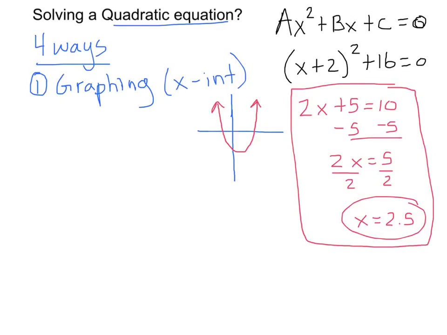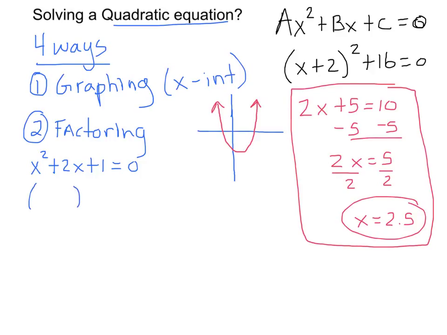Now, the second way you can solve a quadratic equation is by factoring. Okay, now factoring is like if I have x squared plus 2x plus 1 equals 0. Factoring is when you split it into 2 binomials like this. And you say, okay, this is x and this is x. And what times what gives me 1? Well, 1 times 1 does. So I say plus 1 because 1 times 1 is 1 and 1 plus 1 is 2. Okay, so the first way to solve is by graphing. The second way is by factoring.